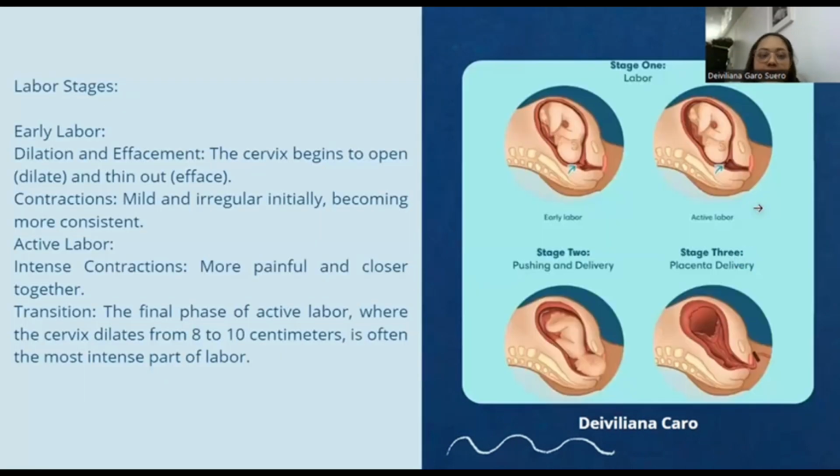Labor stages. We have early labor, dilation, and effacement. The cervix begins to open, dilate, and thin out. Contractions: mild and regular initially, becoming more consistent. Active labor: intense contractions, more painful and closer together. Transition: the final stage of active labor, where the cervix dilates from 8 to 10 centimeters, is often the most intense part of labor.